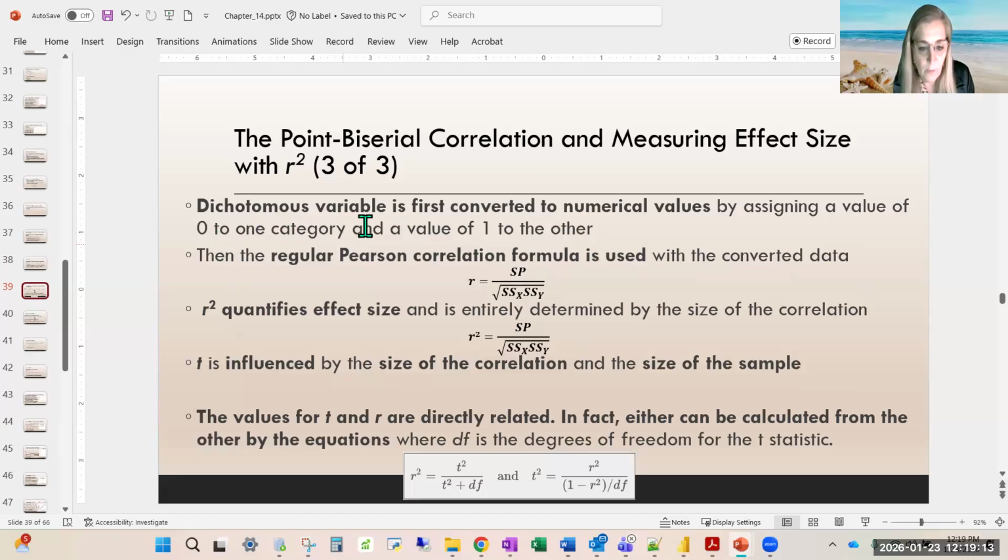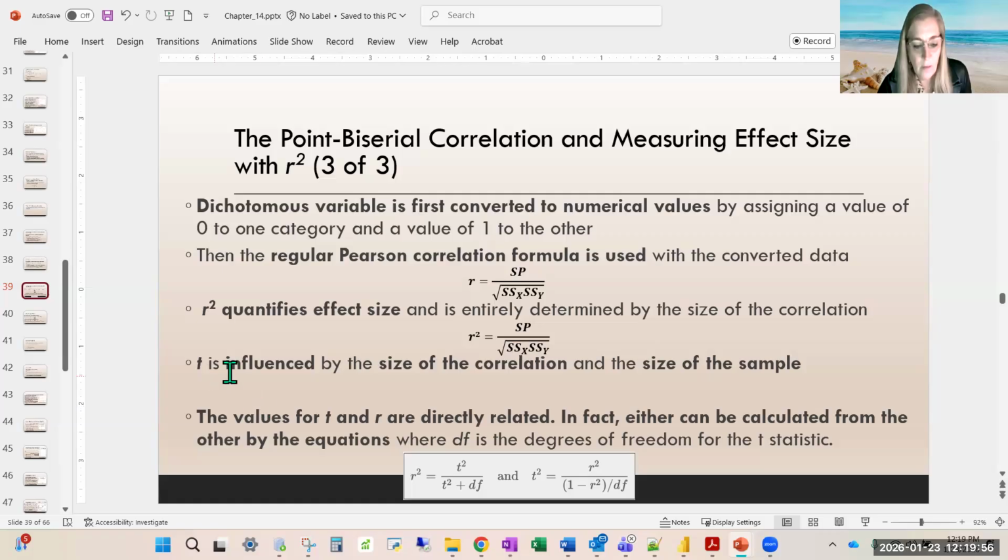All right. So a dichotomous variable is first converted to numerical values by assigning a value of 0 to one category and a value of 1 to the other category. So remember, we're still on this point-biserial calculation and how you compute it. Then the regular Pearson correlation formula is used with the converted data. So you should recognize this formula from the one we showed in the beginning of the chapter. R squared quantifies the effect size and is entirely determined by the size of the correlation. So you just square the result of this.